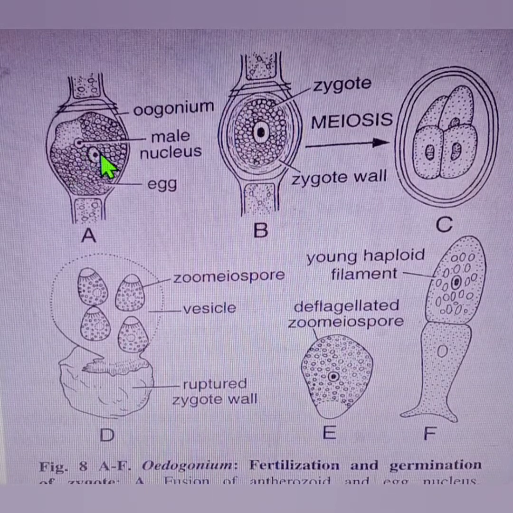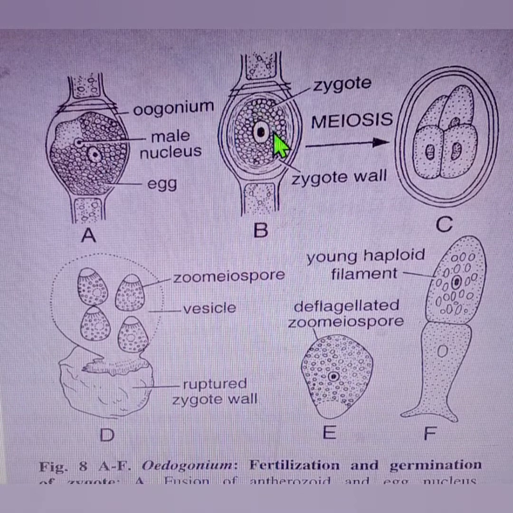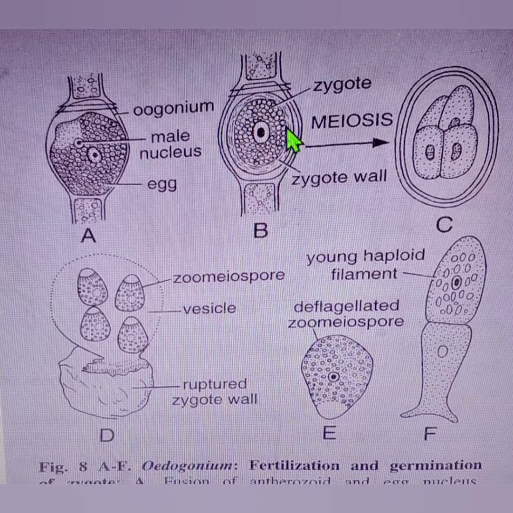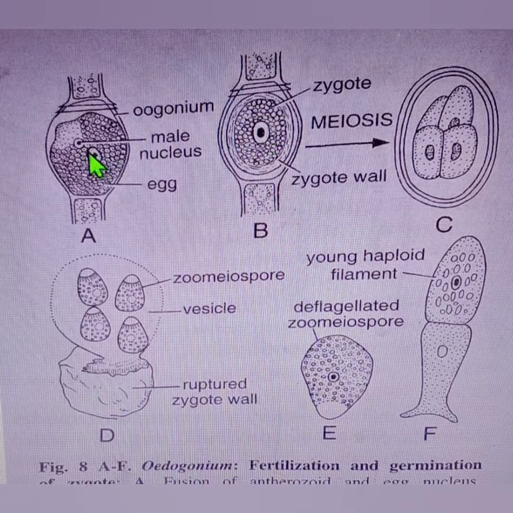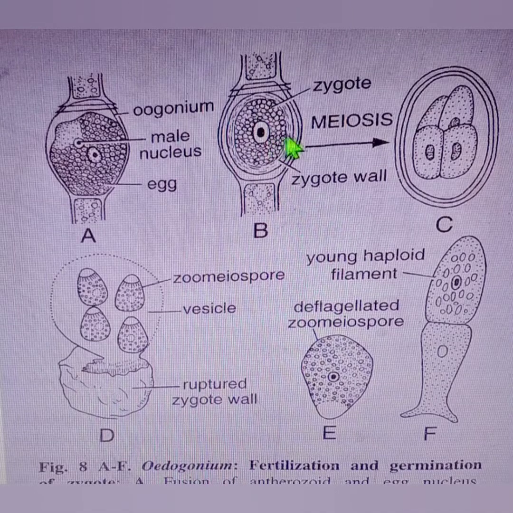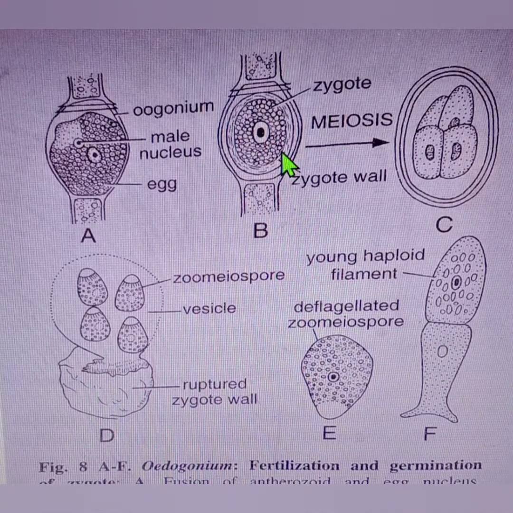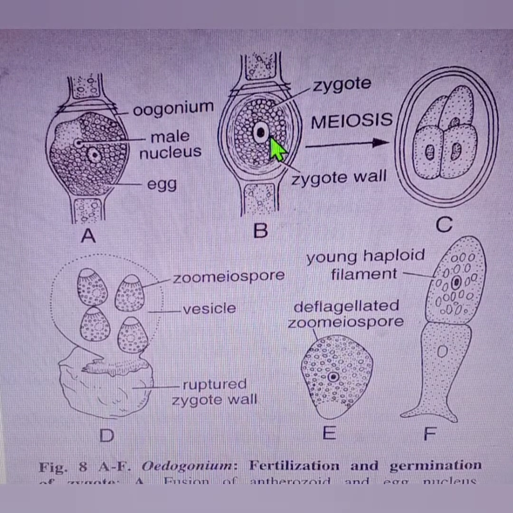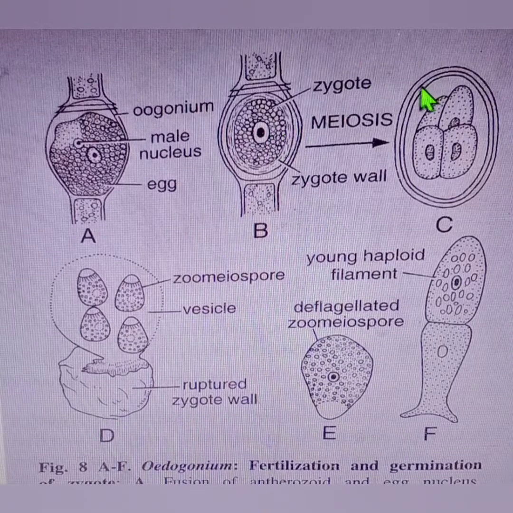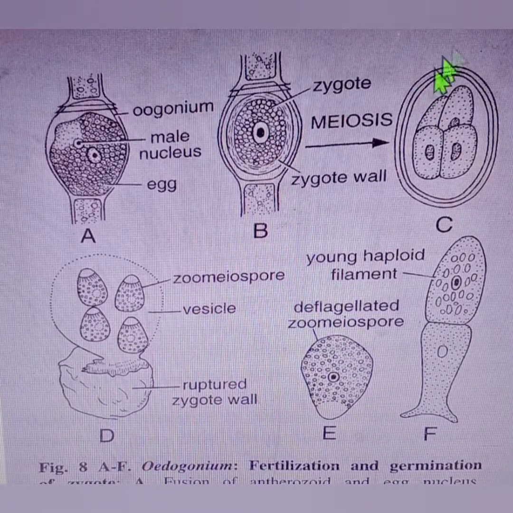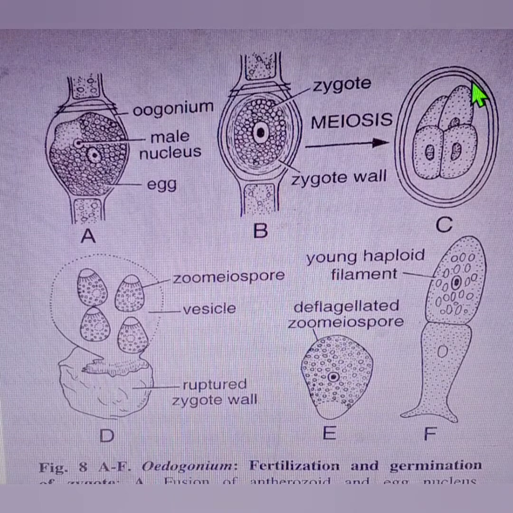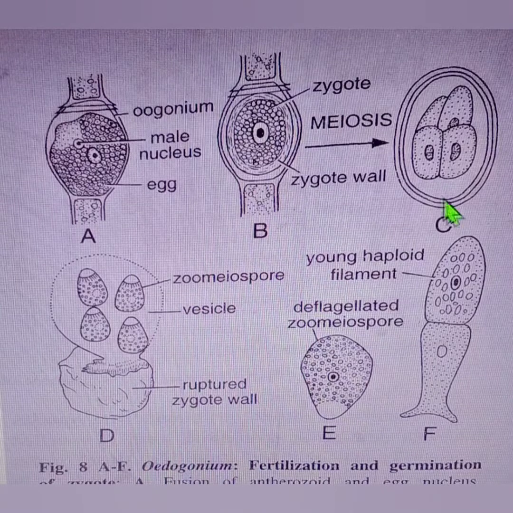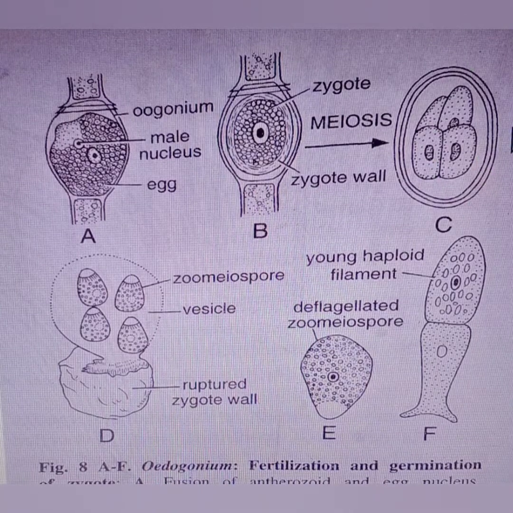Soon after fertilization, the zygote starts to separate from the oogonial wall. This is the oogonium and this is the zygote. These fuse together to form a zygote, and this zygote starts to separate from the oogonial wall, and it secretes a three-layered wall of its own. You can see here 1, 2, 3 in figure C. A newly formed zygote is shown here in figure C.